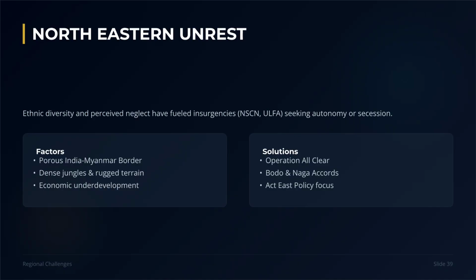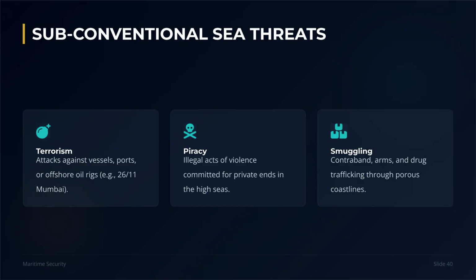In the northeast, ethnic diversity and perceived neglect fuel insurgencies like NSCN and ULFA. Challenges include the porous India-Myanmar border and rugged terrain. Solutions involve operations like All Clear, peace accords, and the Act East policy focus.